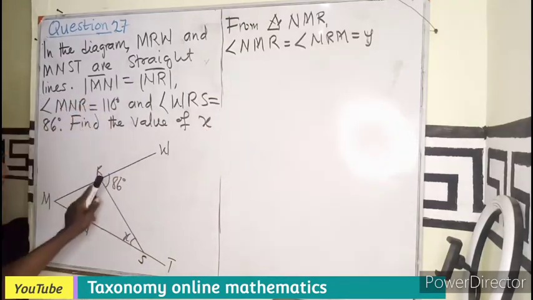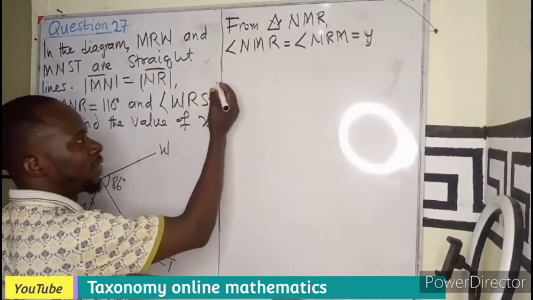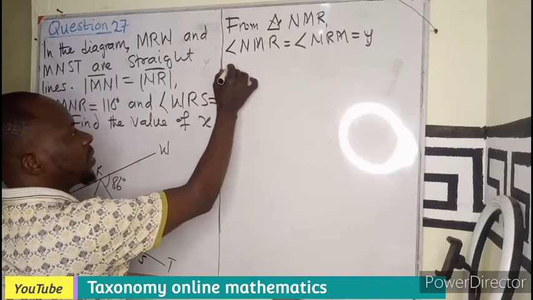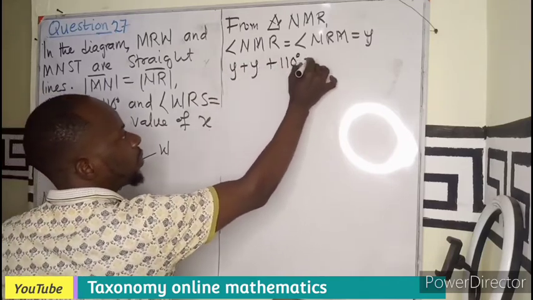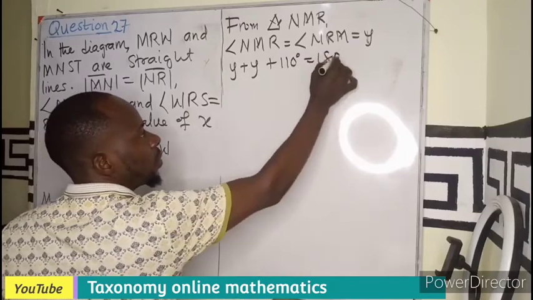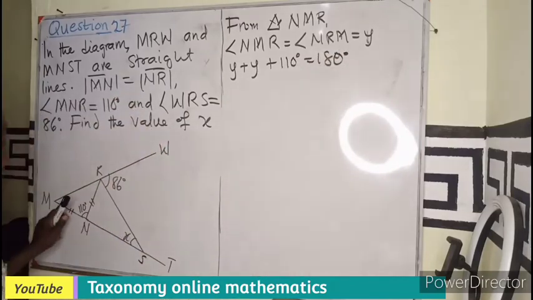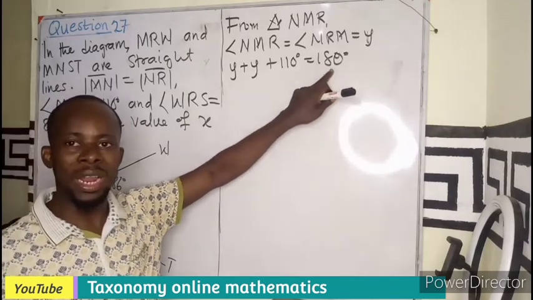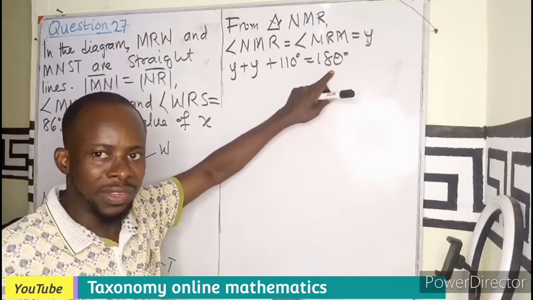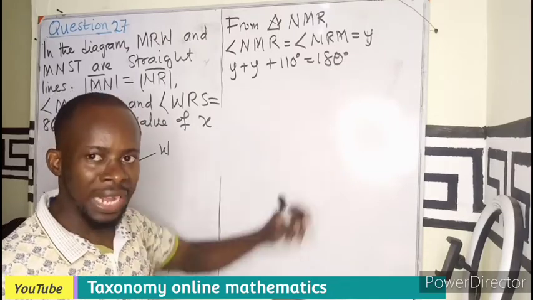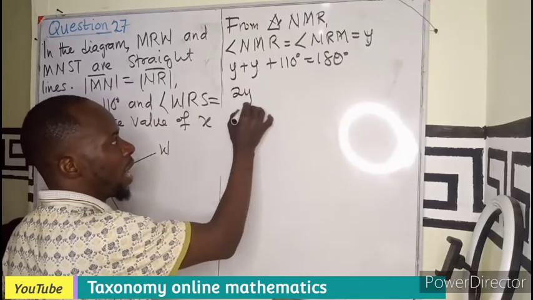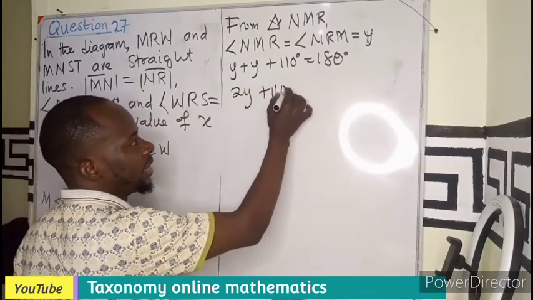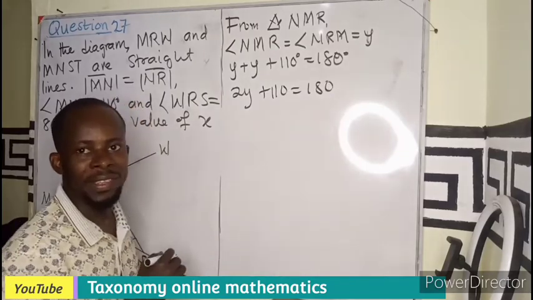So if these two angles are equal, then we can say that y plus y, that is this angle plus this angle plus the 110, is supposed to give us 180. That is the sum of angles in a triangle. Good. Then this becomes 2y plus 110 equals 180.